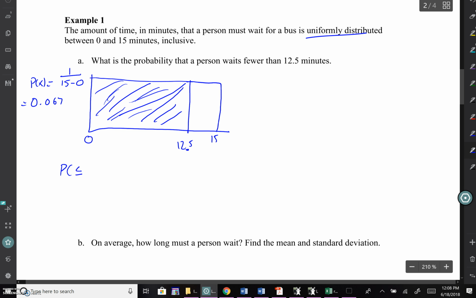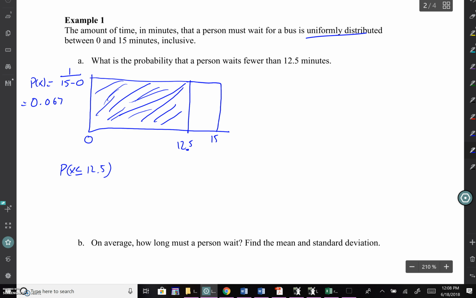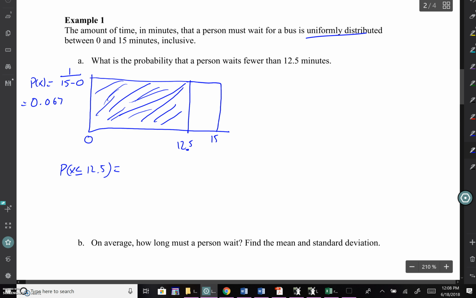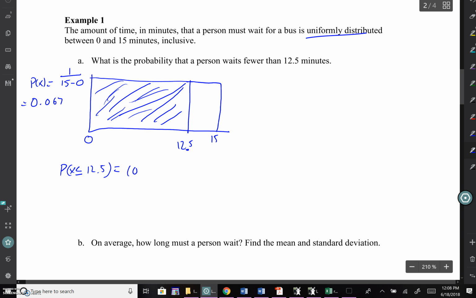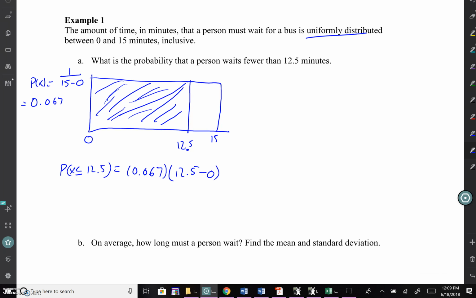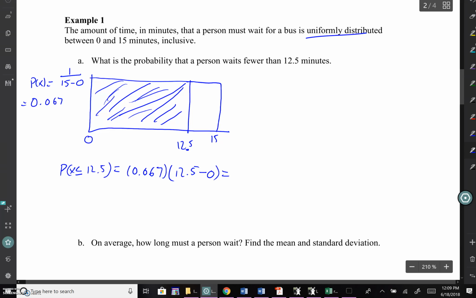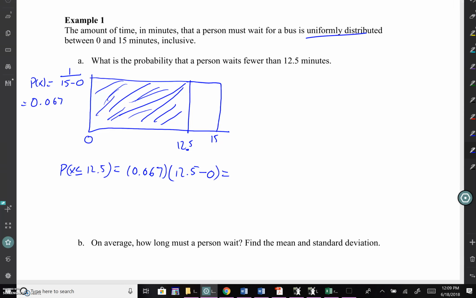So, I want x to be less than or equal to 12.5. That's the probability I'm trying to find. In the uniform distribution, finding the probability is the same thing as finding that area of that rectangle. We just found that the height of this, or the width of this, was that 0.067. The length of this is my 12.5 down to where I stop. So minus 0. You don't have to write the 0. I just want to make sure we know what we're finding. So I really want to know what 0.07 times 12.5 is.